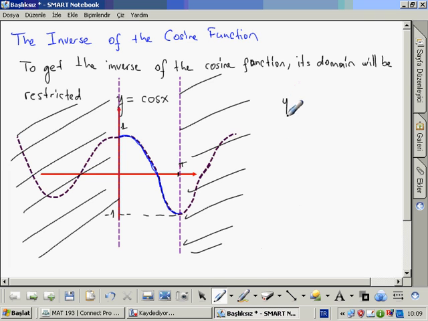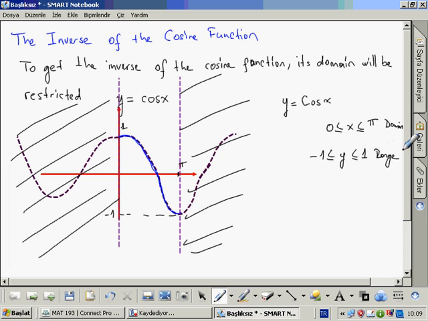So y equals capital COS, that is the restricted cosine x. Its domain will be 0 is less than or equal to x is less than or equal to pi, and that's the domain. Its range will be -1 is less than or equal to y is less than or equal to +1. It's the range of the restricted cosine function.